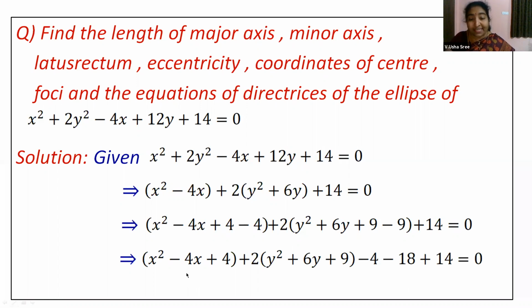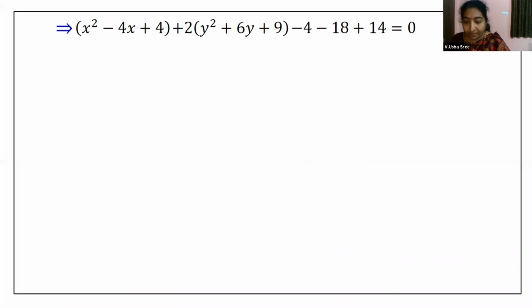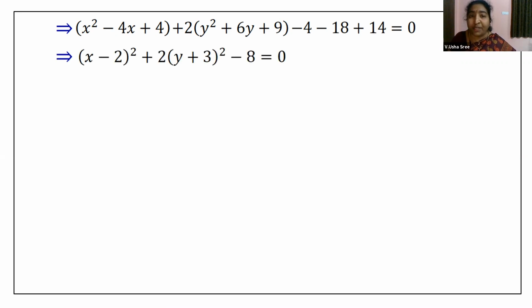So you have it as x square minus 4x plus 4 plus 2 into y square plus 6y plus 9. Then 2 into minus 9, which is minus 18, is moved outside the bracket. Plus 14 equal to 0. Now still further. Now, the first bracket what we have, as I was telling, it is x minus 2 whole square plus 2 into y plus 3 whole square. Then minus 4 plus 14 gives you what? It is plus 10. Minus 18 plus 10, it gives you minus 8, which is equal to 0.